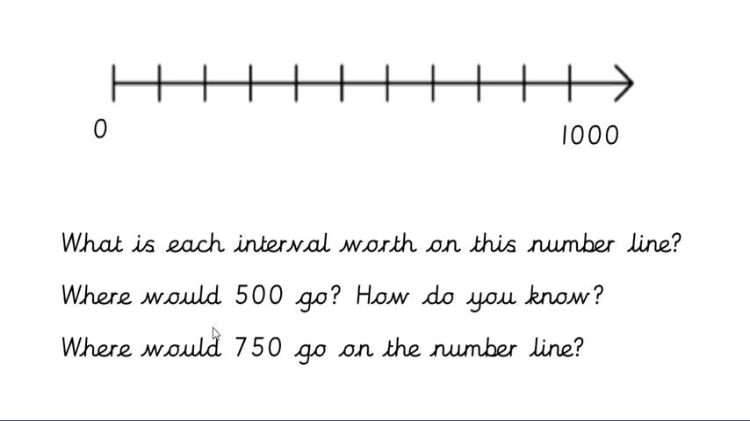Okay, I've changed my number line a little bit this time. What do you think each interval is worth on this number line? We're going from 0 to 1,000. So each interval this time is worth 100. See if you can work out where 500 would go, and then also where 750 might go on the number line.